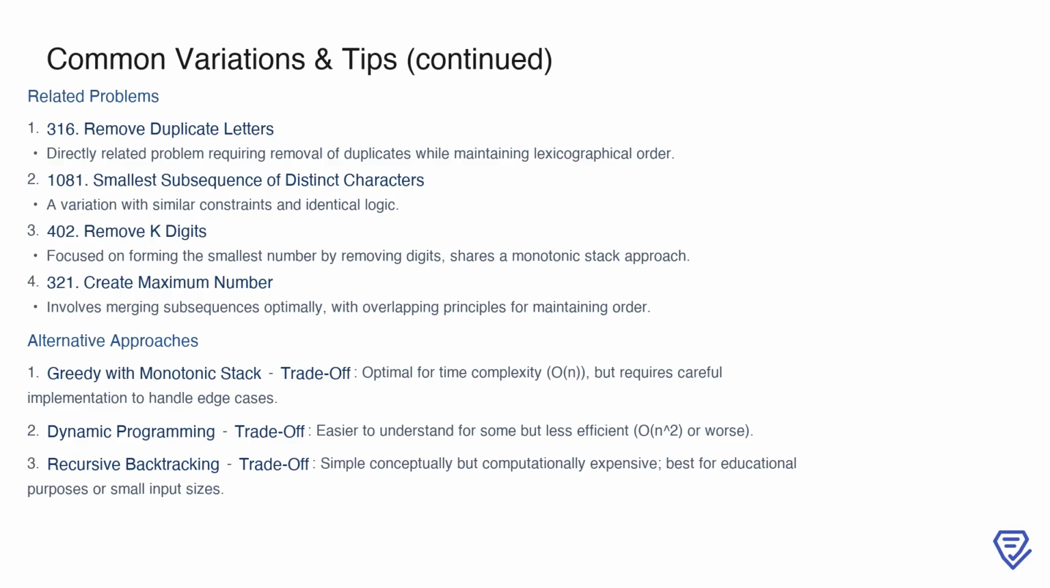For alternative approaches, the greedy method with a monotonic stack stands out as the most efficient, offering O(n) time complexity, though it requires careful handling of edge cases. Dynamic programming is another option. While it may be easier for some to comprehend, it's less efficient, often running in O(n²) or worse. Finally, recursive backtracking is conceptually simpler but computationally expensive and is more suitable for educational purposes or small input sizes.